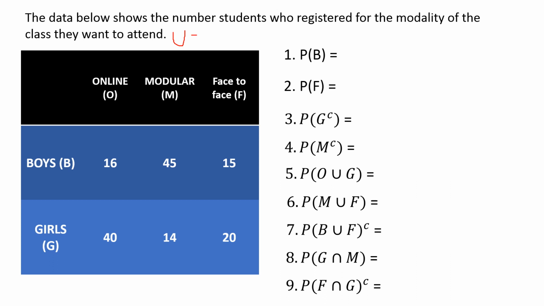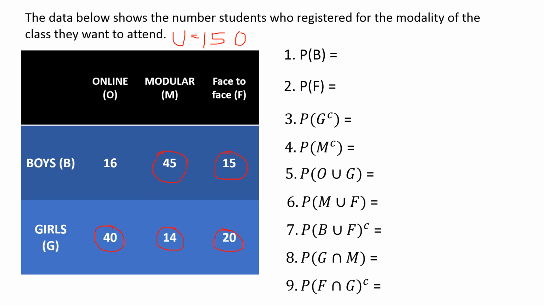So here, we just simply add all of the numbers. We do have 16 plus 45, this gives us 61, plus 15, this gives us 76, plus 40 gives us 116, plus 14, 130, plus 20. So our total sample space is 150. Okay? So let us now start.